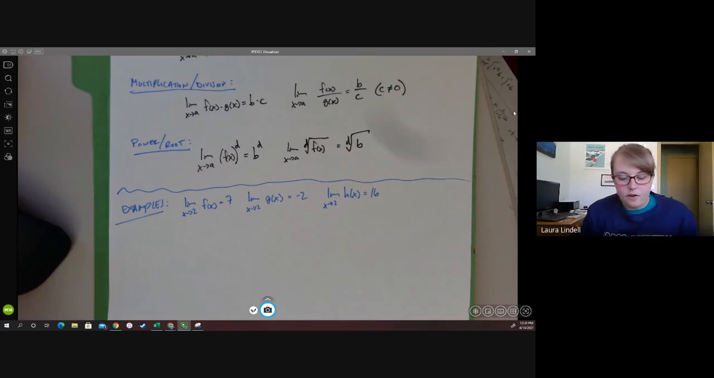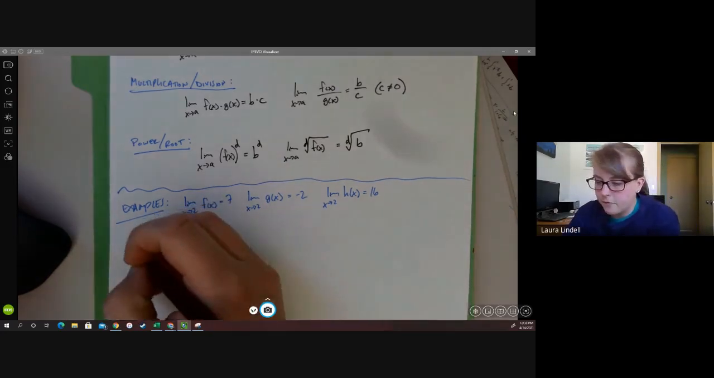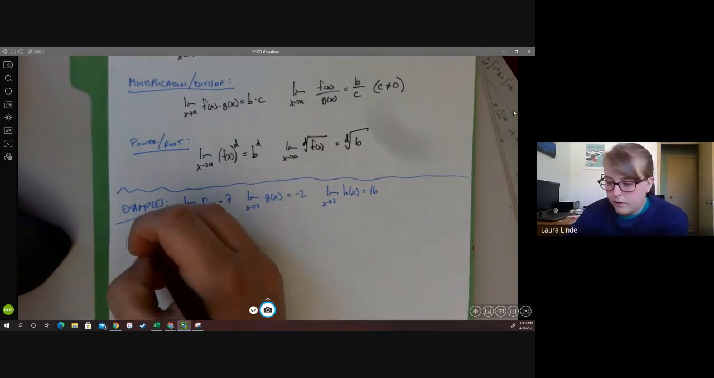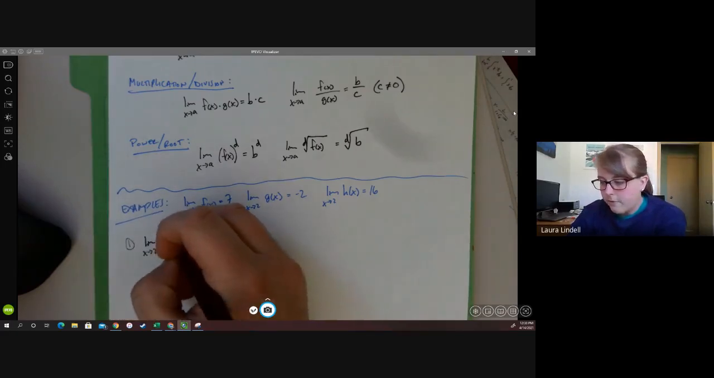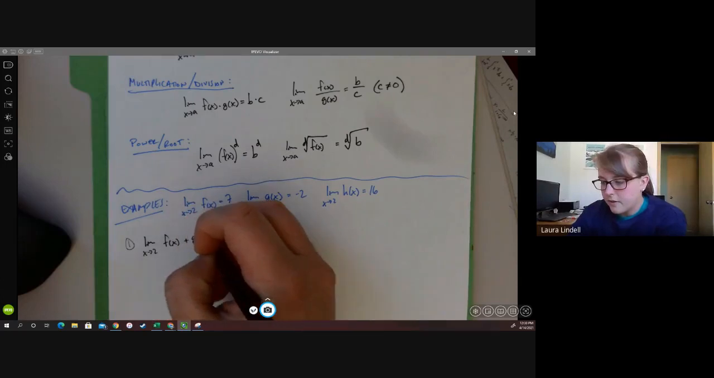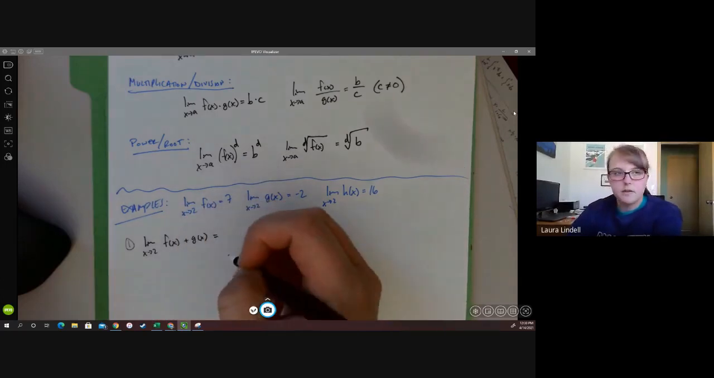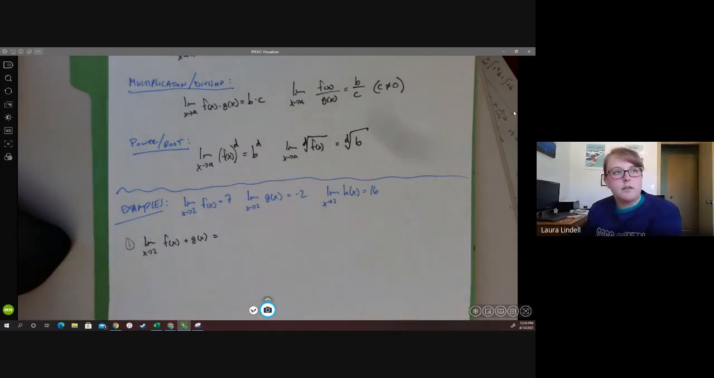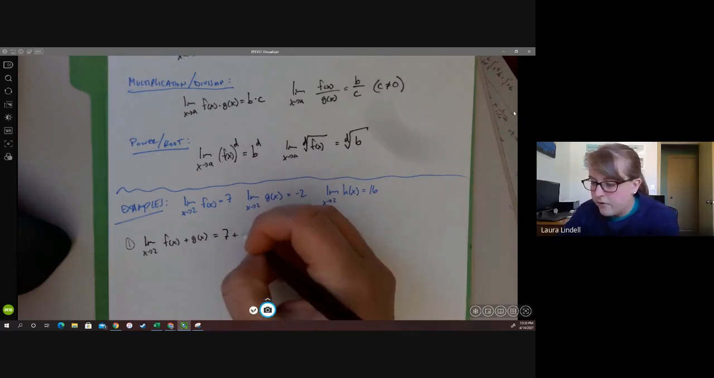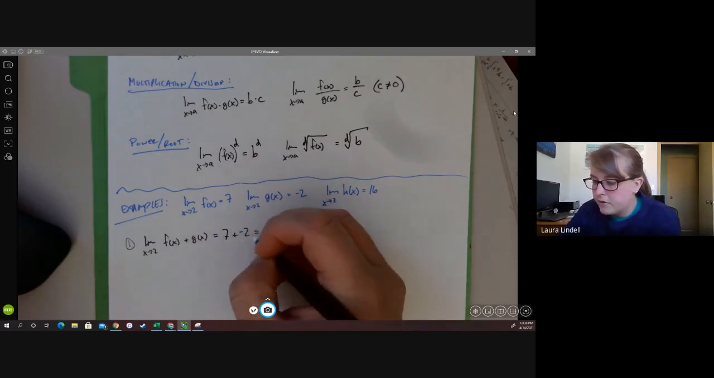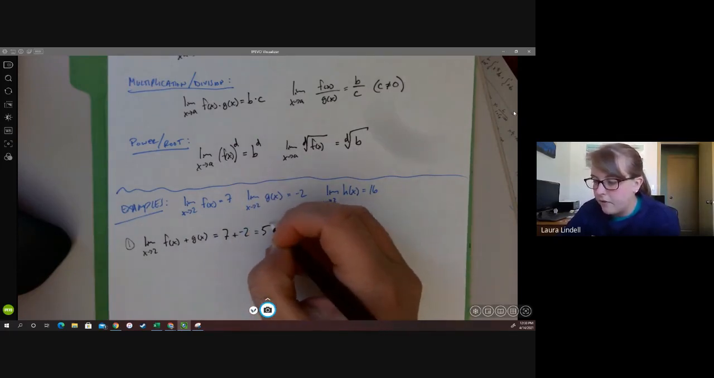All right, so we're going to start off simple here. First one, we want the limit as x approaches 2 of f of x plus g of x. So for this, we would just take the limit of f of x, which is 7, add the limit of g of x, which is -2. 7 plus -2 is 5.